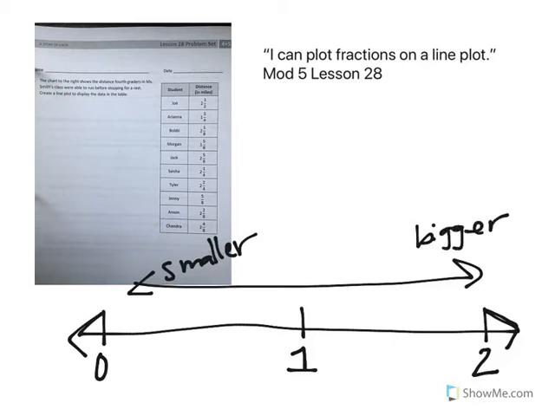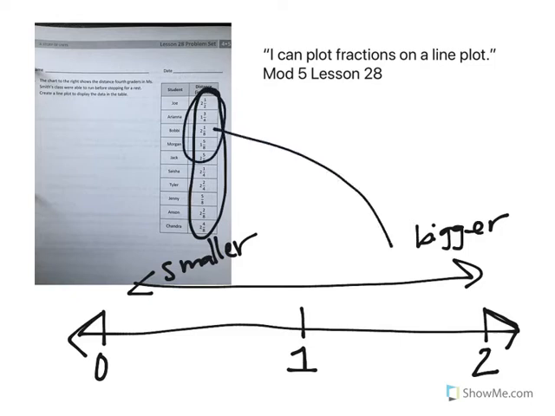And then in essence, fourth graders, in order for us to accurately plot these, we have to compare their values. So by plotting them on a line plot, we are comparing them. We're deciding, oh, this one's smaller, this one's bigger, oh, these ones have a bigger whole, they're going to go over here. Okay, so that's what we're going to do together. So you don't need to do anything on your scratch paper other than draw a nice big line plot.